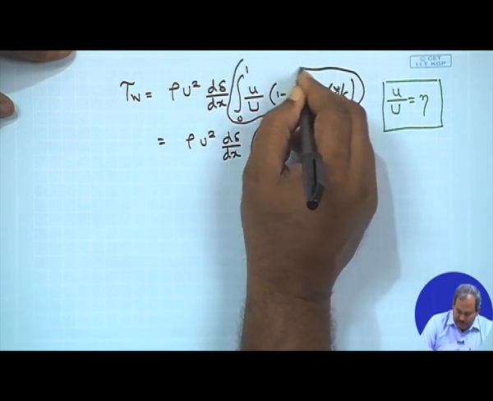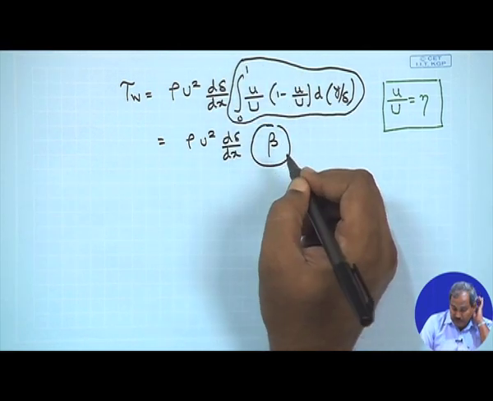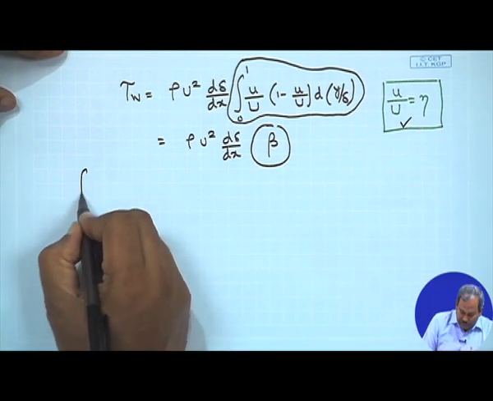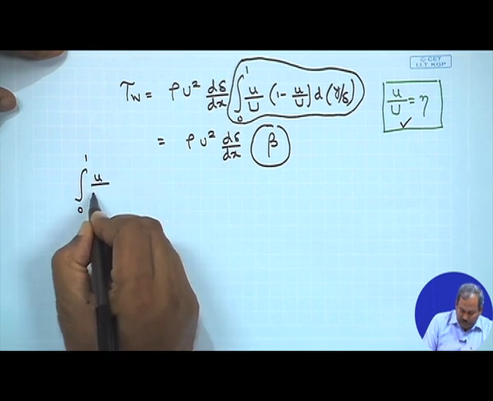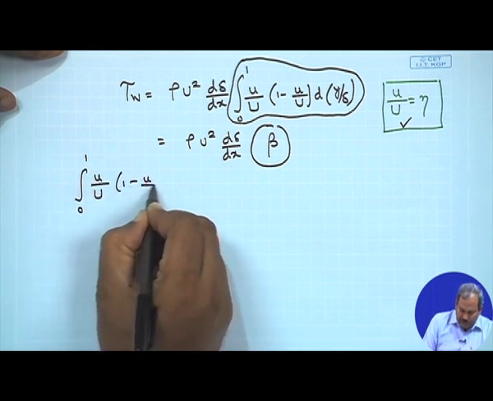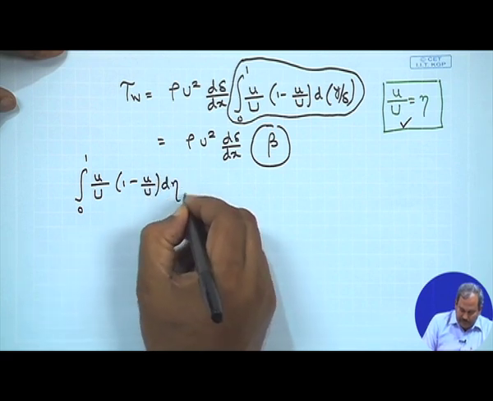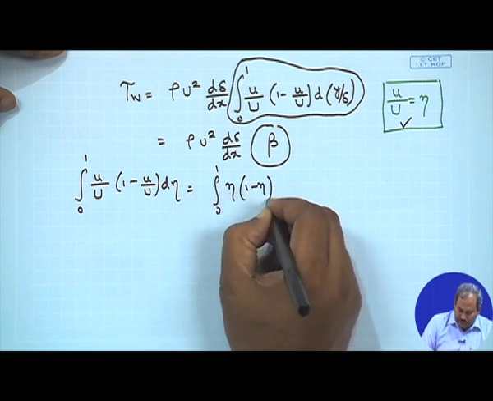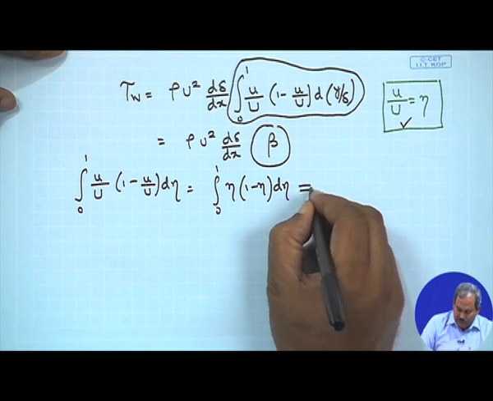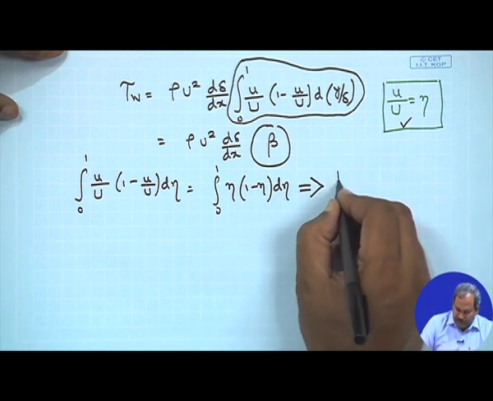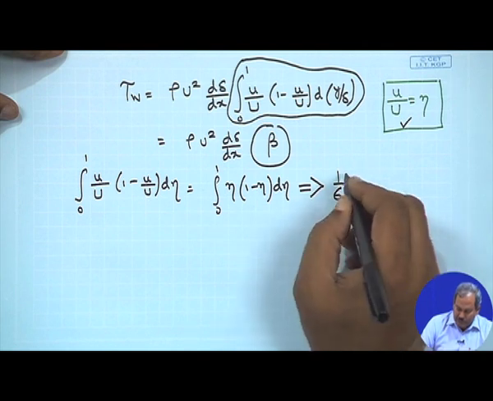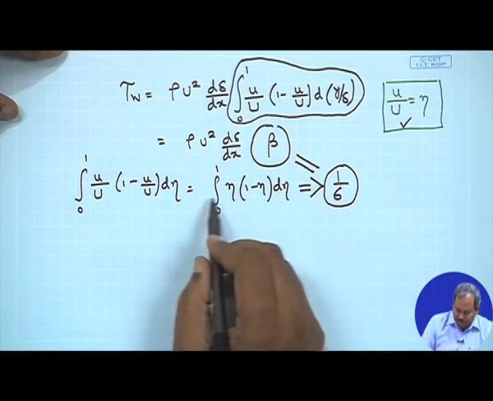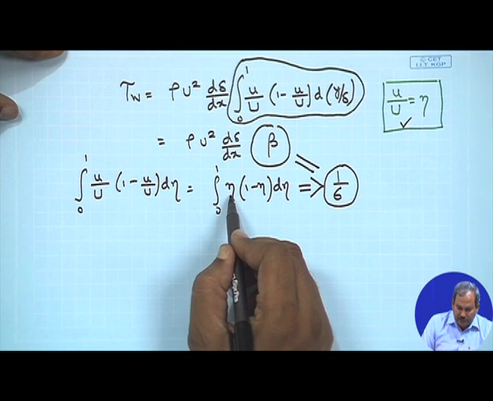where this beta is essentially this definite integral. So, beta is going to have just a numerical value. Since u by U, the velocity profile, is given, we can now find out the definite integral, which is a very simple step: integral from 0 to 1 of eta times (1 minus eta) d eta. Once you integrate, this results in the numerical value equal to 1 by 6. So, this beta is therefore equal to 1 by 6, since we have assumed a linear velocity profile.